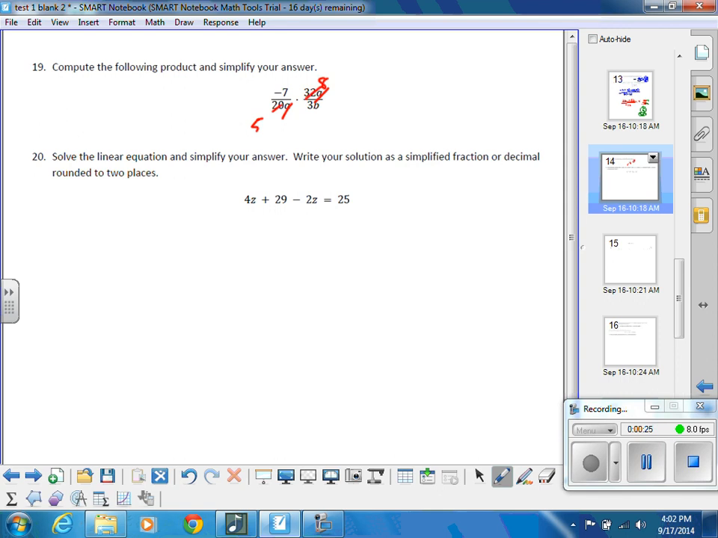Now, I just have negative 7 times 8, which gives me negative 56, 15b, because there's nothing else in common that I can cancel in my cross areas. And that's my final answer for that one.